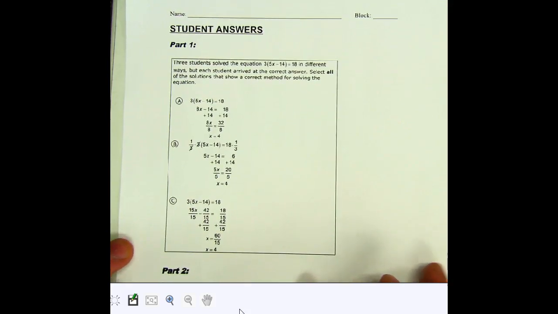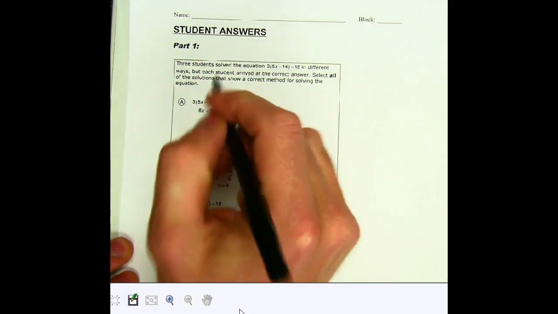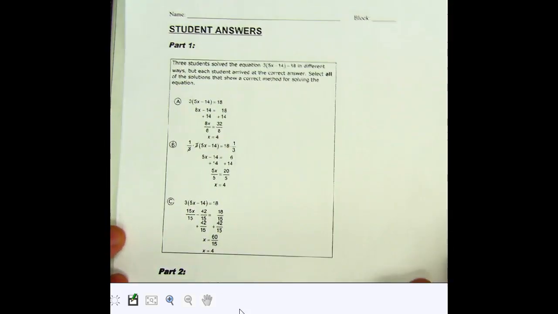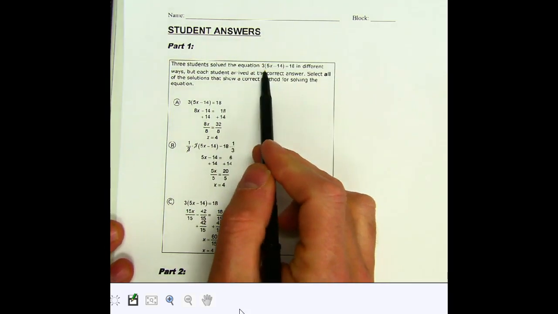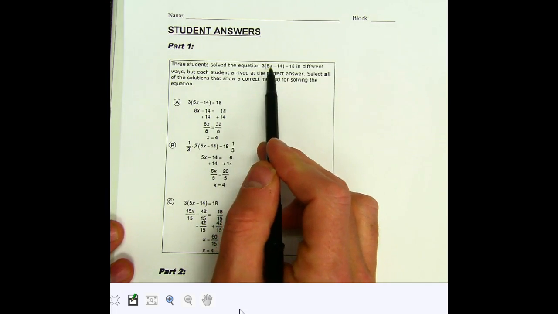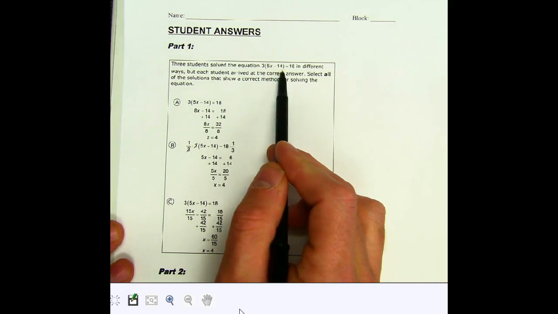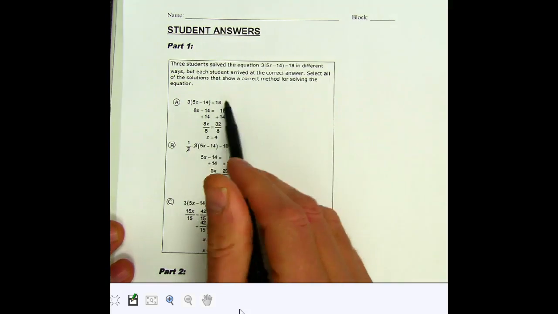All right, guys. I'm giving you to understand about quizzes. Hopefully you watch this, you then can figure it out and make corrections to your previous one, so then it will help you understand. So look at 3 students solve this equation: 3(5x - 14) = 18. And you got to see which one is correct.